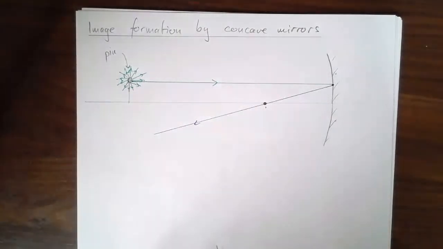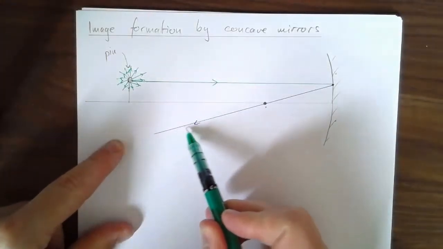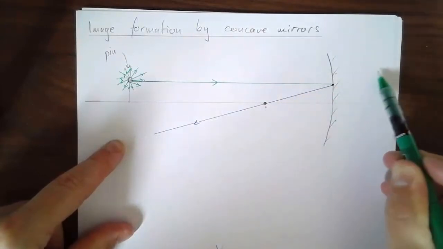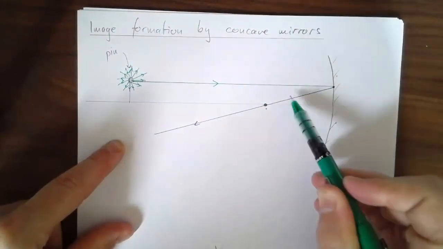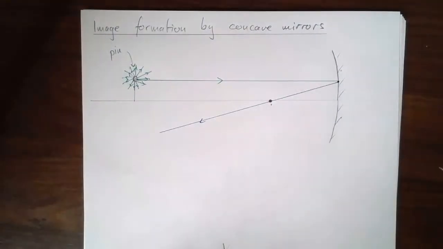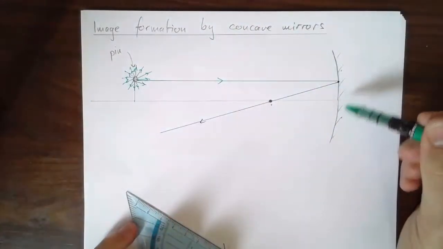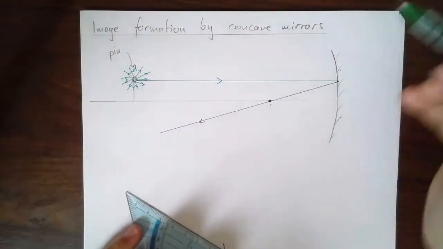The second rule is, I need a second ray, right? This ray alone, if I put my eye here, my brain thinks, okay, that pin is somewhere along this line. I don't know where. Is it back here? Is it here? I don't know. So we need a second ray. I could pick any ray that hits the mirror, but most of them will not get me to the answer.